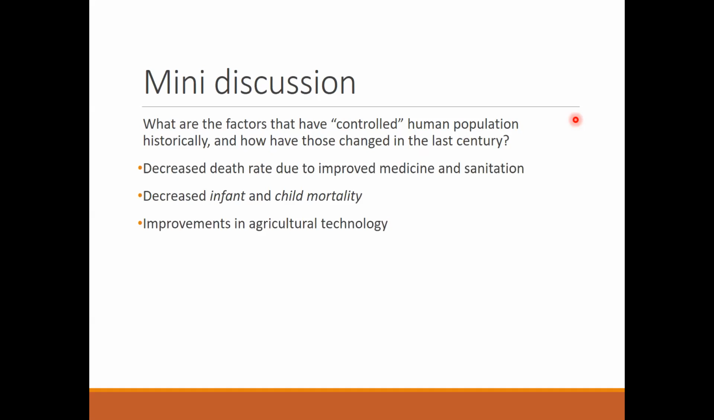The other thing that we've seen is decreased infant and child mortality, which means more people are living to become adults. And then finally, improvements in agricultural technology to avoid famine and starvation, right? We still have huge issues of hunger on this planet, and we'll talk about that a little bit more next week. But we've become so much more efficient in agriculture that we've allowed the population to really boom as much as it has.